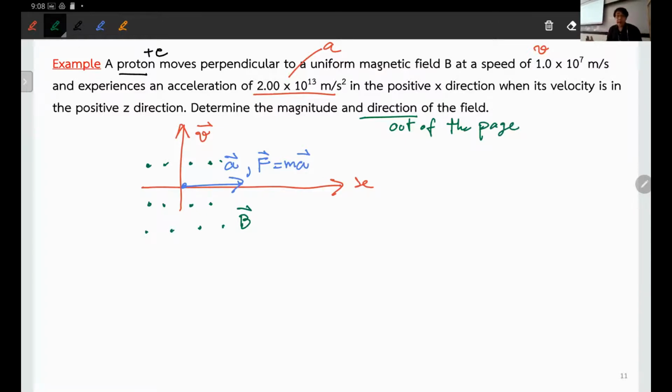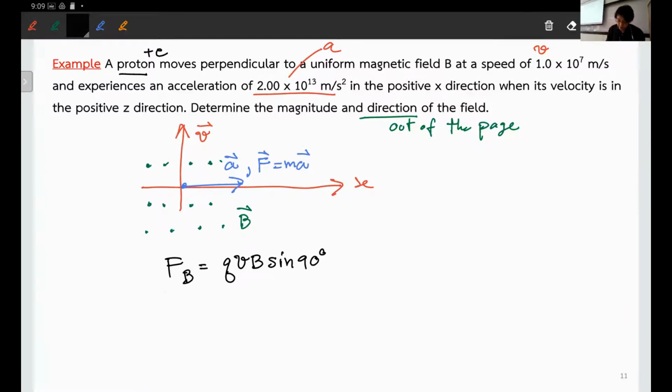Okay, now if you want the magnitude, that's fine. You say according to F, oops, sorry, we just need the magnitude. It's just Q, V, B, sine psi. In this case, you guys will notice right away, it has to be 90 degrees, because the angle between everything is perfect. It's 90 degrees, so that's good.